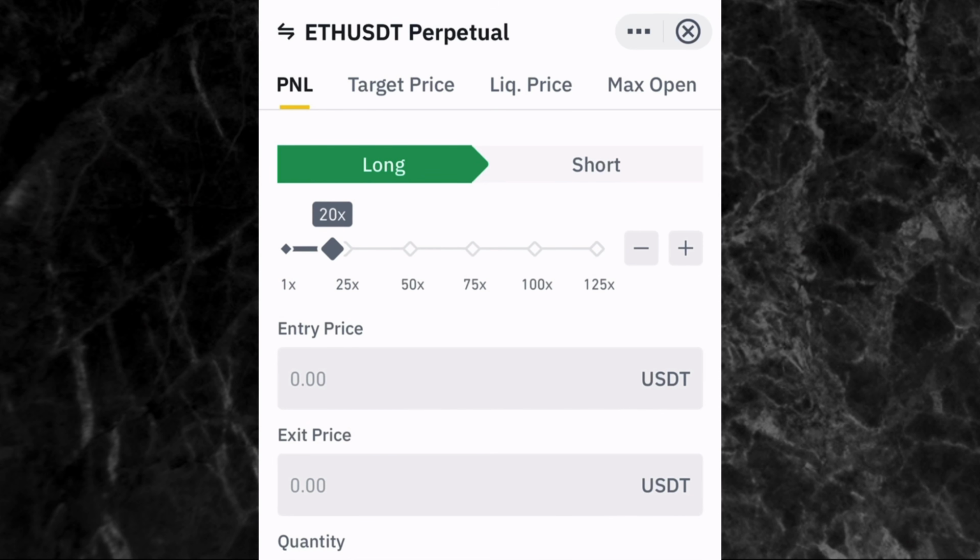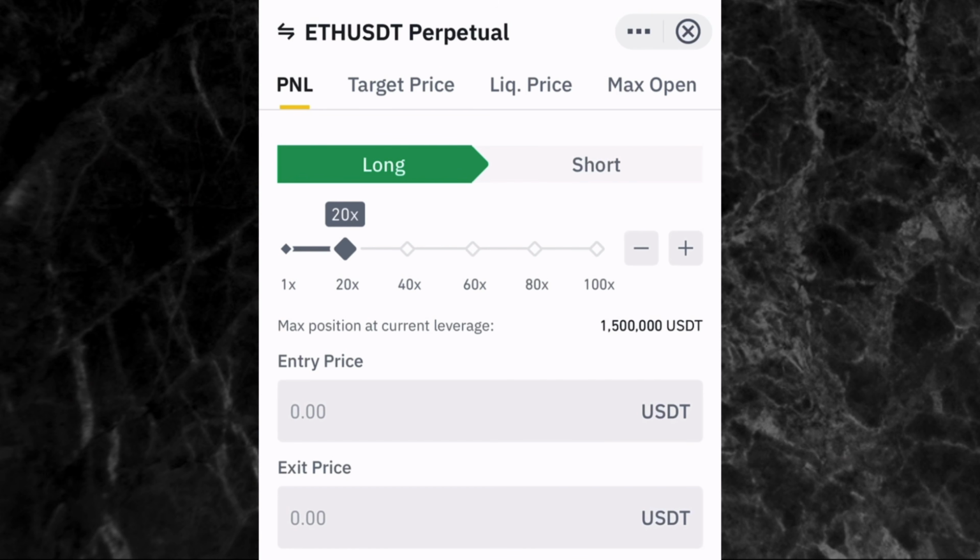For the calculator icon, this is where you can calculate different things to help you make profit on futures trading. As you can see at the top of the screen, you can calculate PNL. PNL means profit and loss. You can calculate your target price. Target price means the price at which you want to take your profit.